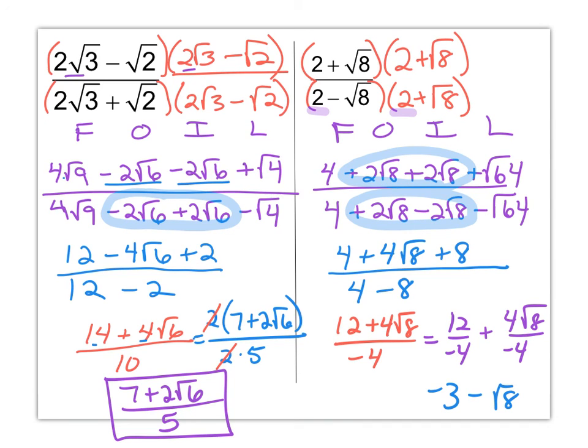Now, another thing we can do to simplify this is to simplify the square root of 8. The square root of 8 can be written as 2 square root of 2, so we have negative 3 minus 2 square root of 2. So that would be our final answer in simplified form. Again, simplifying the radical square root of 8 as 2 square root of 2.